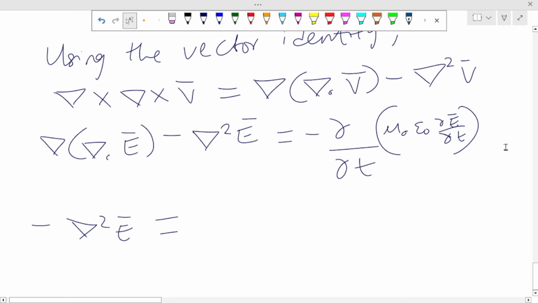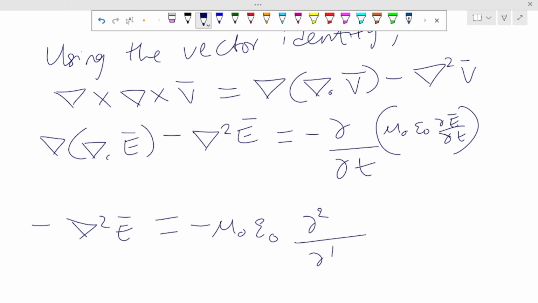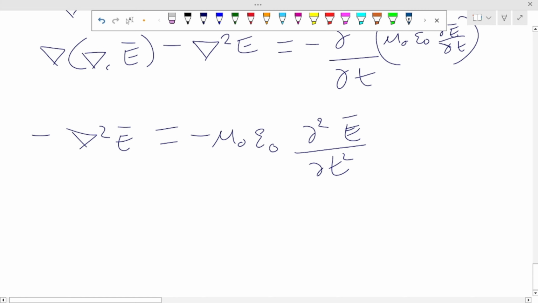This multiply this, and multiply, and so on. So what will happen? There will be negative mu naught epsilon naught, and then when this multiplies this, you get squared now. So that will be squared all over this T squared, and voila. That's it. Of course the minus sign will obviously cancel out. So what you have left is this guy.